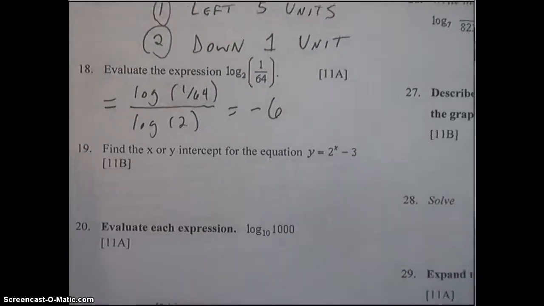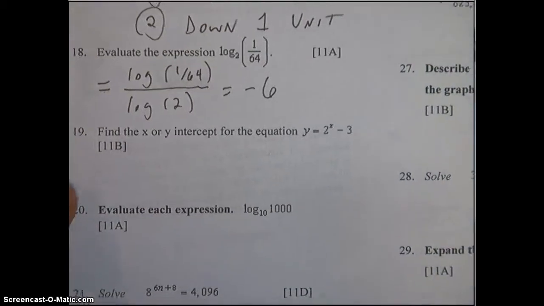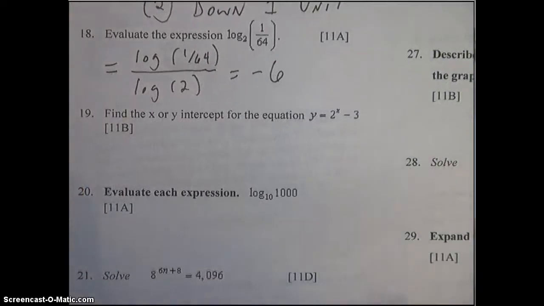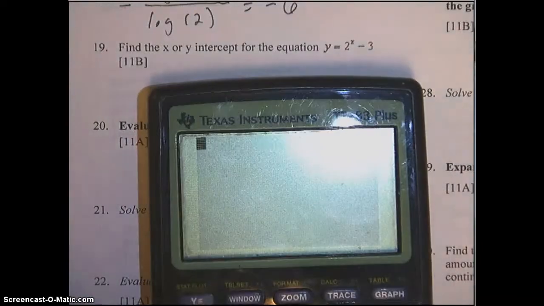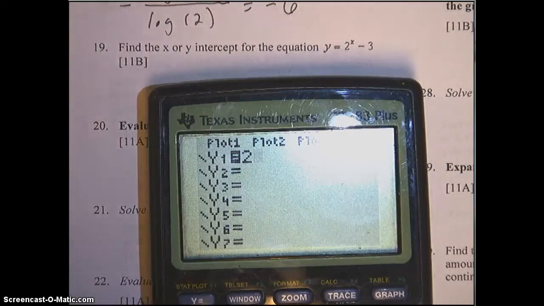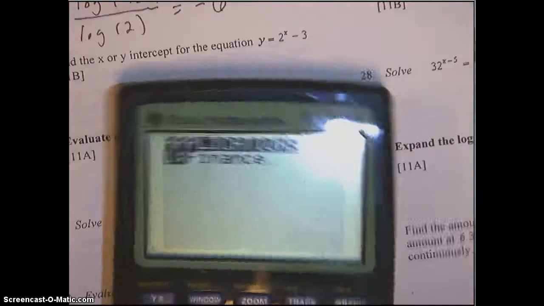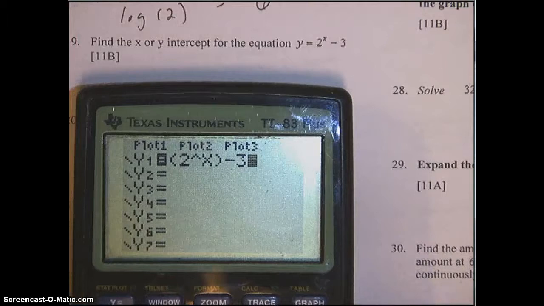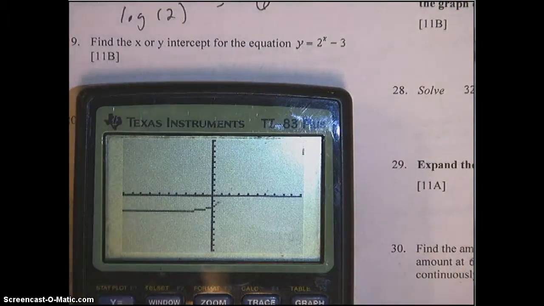Save yourself some time. Find the x or y intercept in number 19 for the equation y equals 2 to the power of x minus 3. Again, this is calculator work, so I'm just going to type it in the calculator and graph it, but it's important that you know how to type it in, so let me show you that. Y equals 2 to the power of x, and I'm going to put all of that in parentheses, 2 to the power of x minus 3. Make sure you can see that. And so I can go ahead and graph this to figure out if it has an x-intercept or a y-intercept. And it's clearly got a y-intercept.